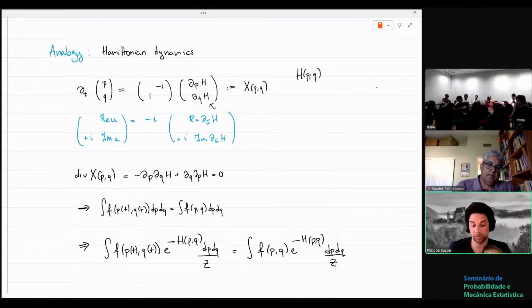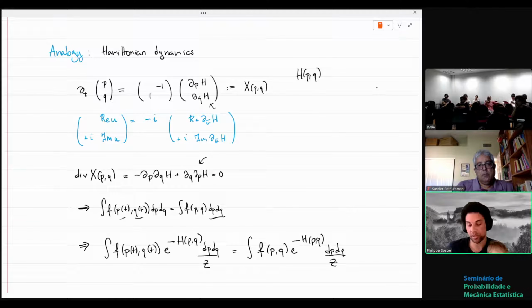Okay, so what that means concretely is that if I start with some initial data, p, q, and I solve this ODE and look at p(t) and q(t), so this is a function of the initial data, and I integrate some nice function, dp dq, then this is the same as integrating with respect to the initial data. The flow disappears.